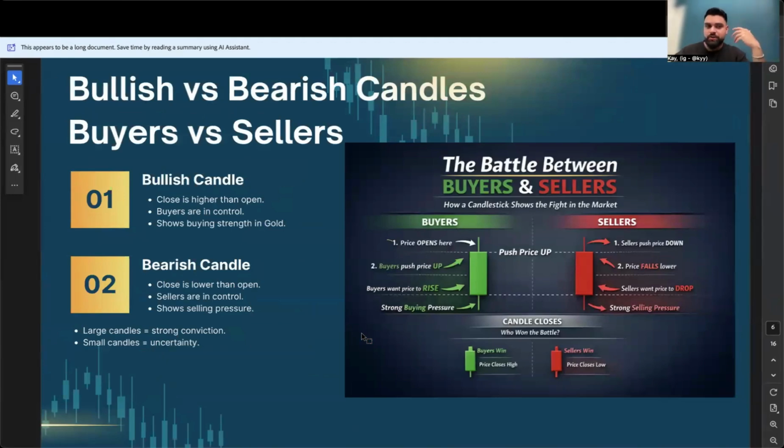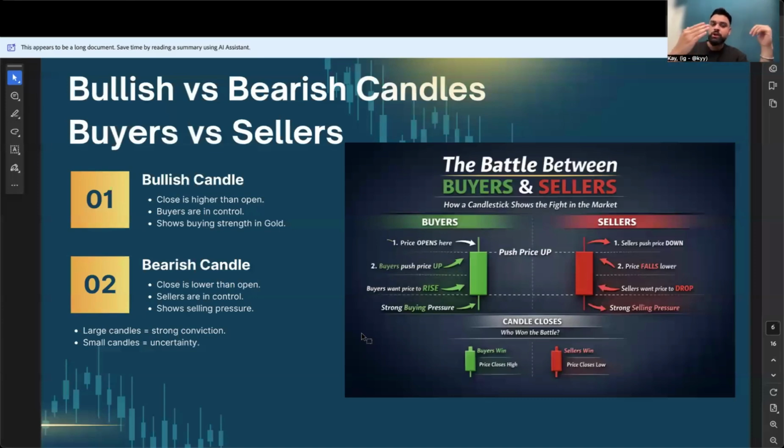Bullish versus bearish candles, buyers versus sellers. A bullish candle closes higher than the open. Buyers are in control, it shows buying strength in gold. That's what a bullish candle does. Bullish candles are a lot more in favor, of course, of the upward direction or the move to carry on the continuation of an uptrend. You can say that's what bullish candles show you.